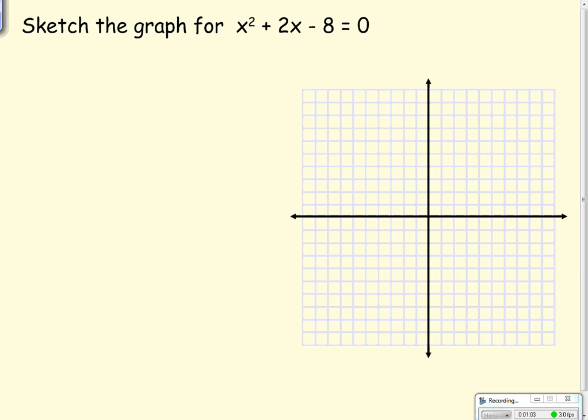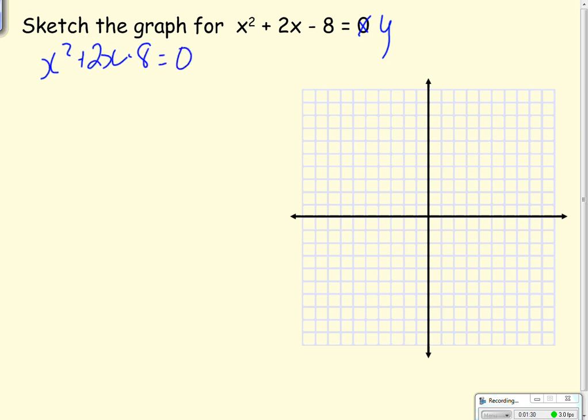So let's get started. Technically, I've written this incorrectly. This should actually have a y here. So it should be x squared plus 2x minus 8 equals y. You set it equal to 0 when you're going to solve it. So that's what we'll do here. Let's write it a little bit more neatly than that. So we have x squared plus 2x minus 8 equals 0.